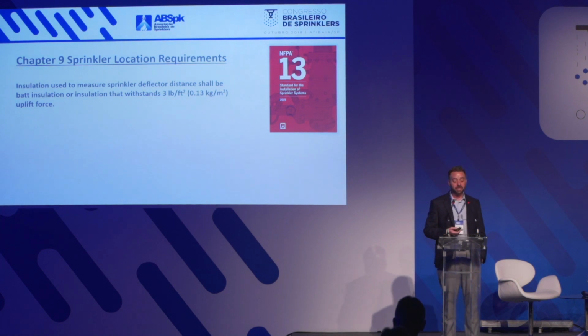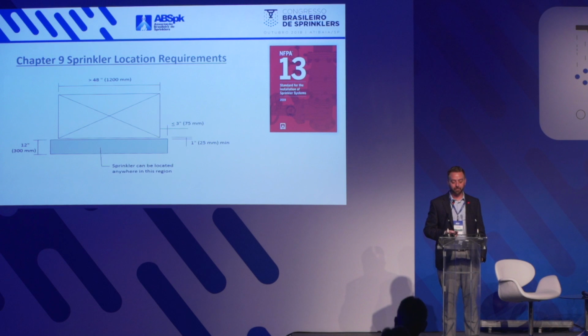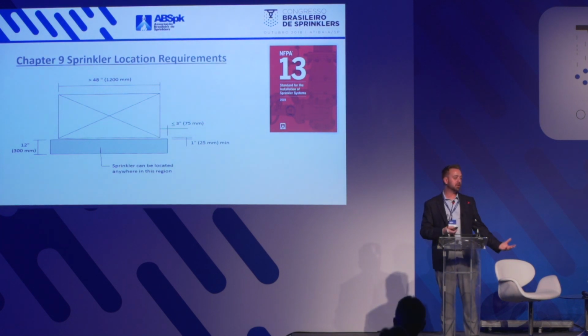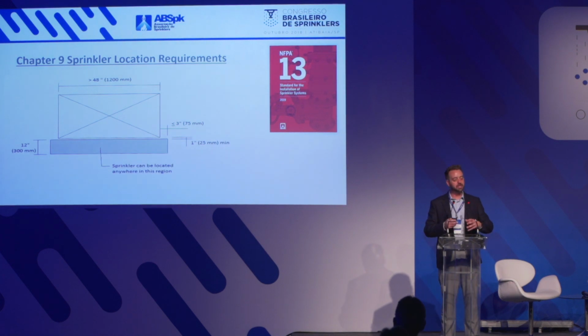Another change that we have is insulation used to measure the sprinkler deflector distance shall be batt insulation or insulation that will withstand 0.3 kilograms per square meter. So it's got to be a heavier duty insulation now. That was never called out before in the past, and it left it open to interpretation. When you're locating a sprinkler below an obstruction, there's more clear criteria as to where you can place the sprinkler now. So instead of just saying put the sprinkler below the obstruction, now there's a detail that's going to show you exactly where you can put the sprinkler.